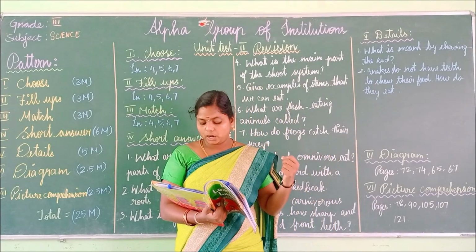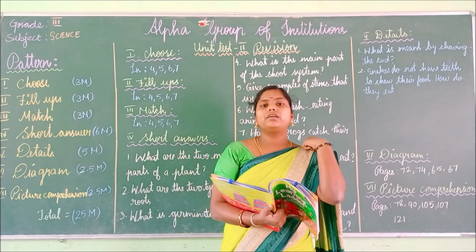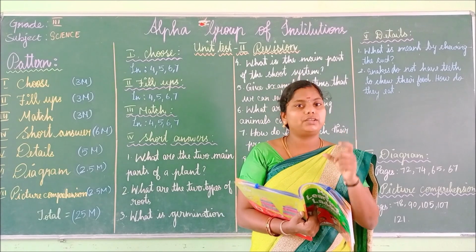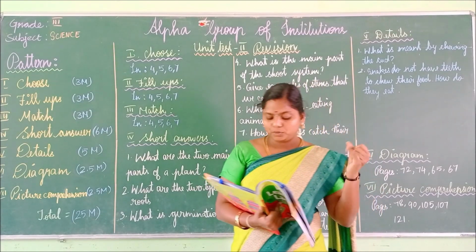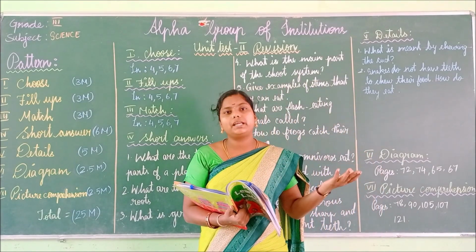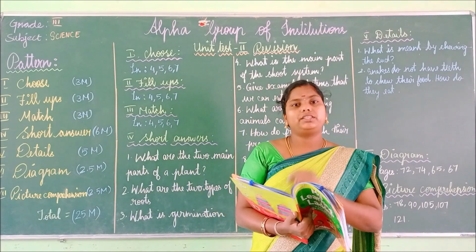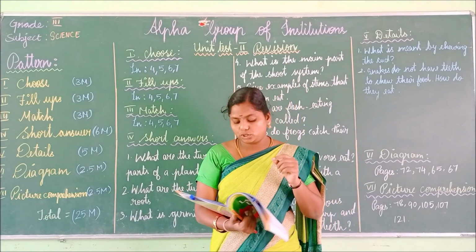Third one, there are dash kinds of feathers. When we read about these birds, we said there are dash kinds of feathers. How many kinds are there? 2, 3 or 10? Good. There are 3 types of feathers.